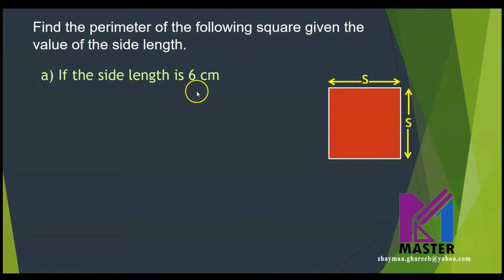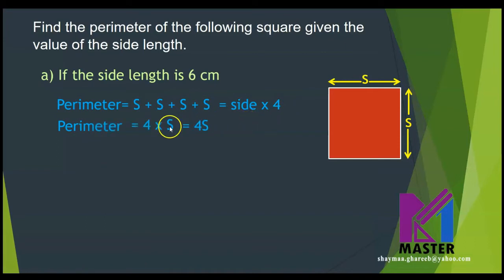So now, if the side length is 6 centimeters, how do we find the perimeter? The perimeter of any shape means I'm going to add all the sides. If each side is S, it will be side plus side plus side plus side. Or I can just multiply the side by 4, which, as we said before, is 4 times S, or 4S. So I can find the perimeter using any of these expressions, or formula.